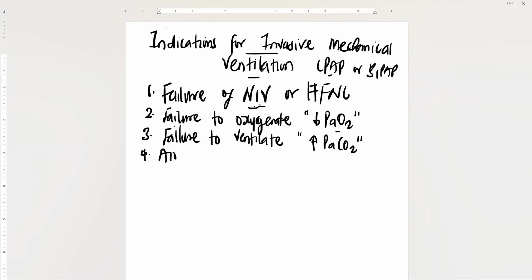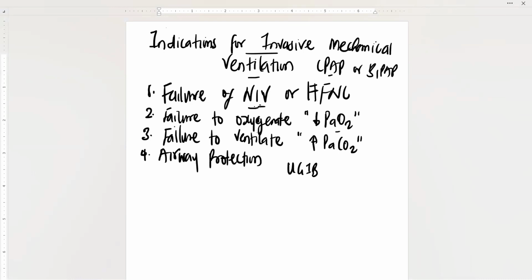The next indication is airway protection. So this could be related to somebody who is unconscious, or somebody who has altered mentation. In those patients, because they can't protect their airway because they're unconscious, you might want to put them on a mechanical ventilator. It could also be somebody who's having a severe upper GI bleed. So somebody who's having upper GI bleeding and they are vomiting, because of risk of aspiration, you might also electively intubate those patients and place them on a mechanical ventilator.